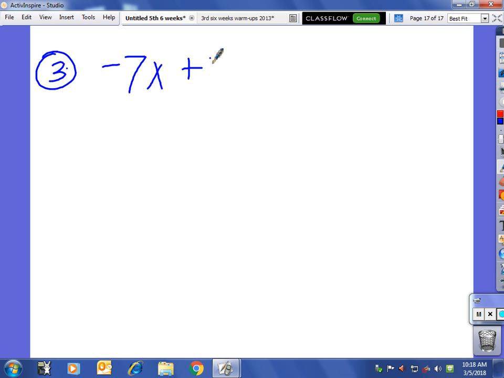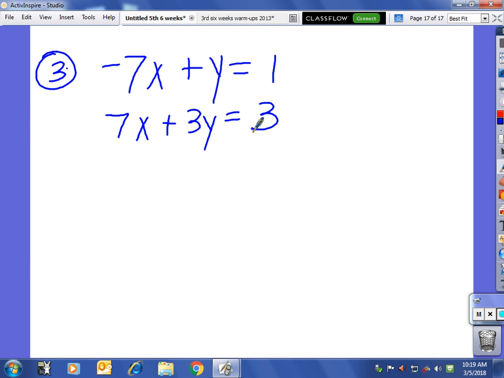Negative 7x plus y equals 1. 7x plus 3y equals 3. Is this ready to go for the elimination method? It looks like it is to me.